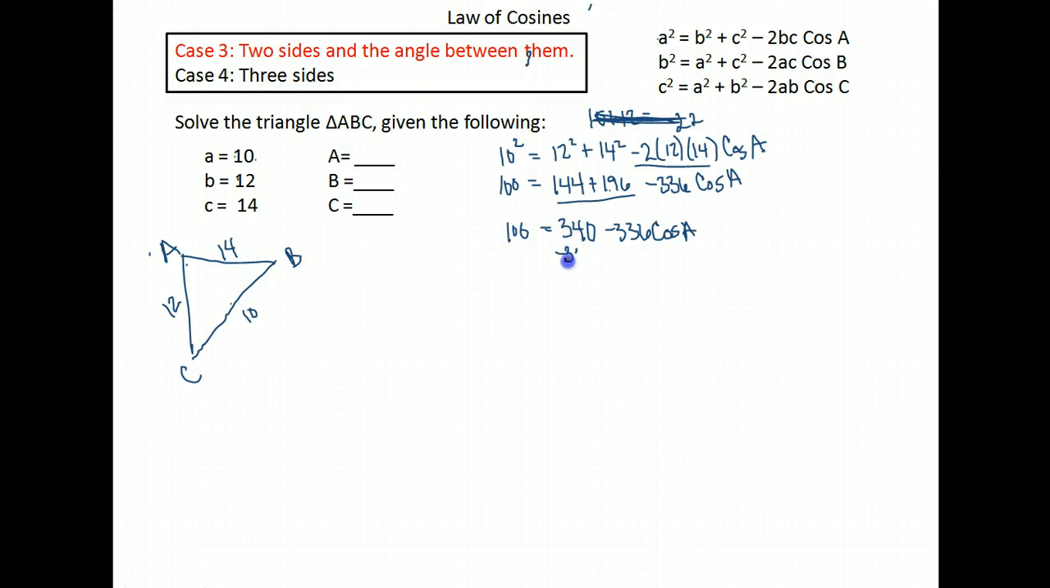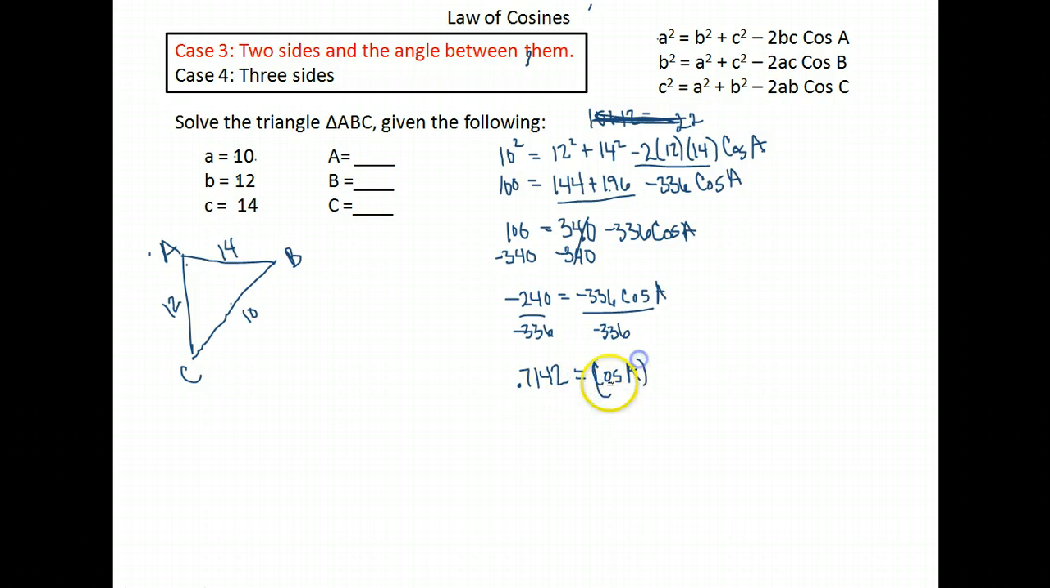Okay, here I would need to subtract the 340. We're trying to get that A all by itself and doing that one step at a time. So I get negative 240 equals negative 336 cosine A. We would need to divide both sides by negative 336, which gives me a positive 0.7142, about, approximately. Okay. Again, I left the whole thing in my calculator for this next step.